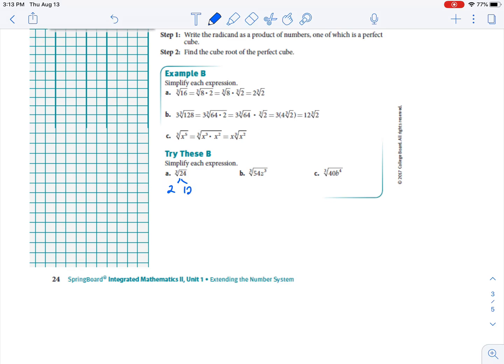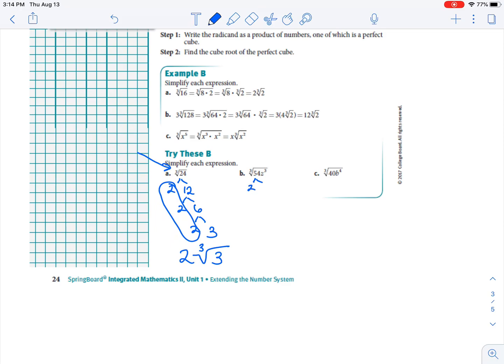We said it was 2 and 12, which is 2 and 6, which is 2 and 3. Now, because it's a cube root, I'm looking for a set of 3 this time, which I now have. I have 2 coming out, and it's a cube root of 3 left over. And the same thing holds true with variables.